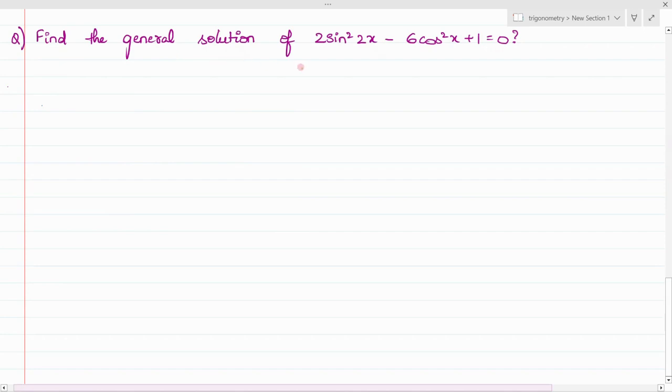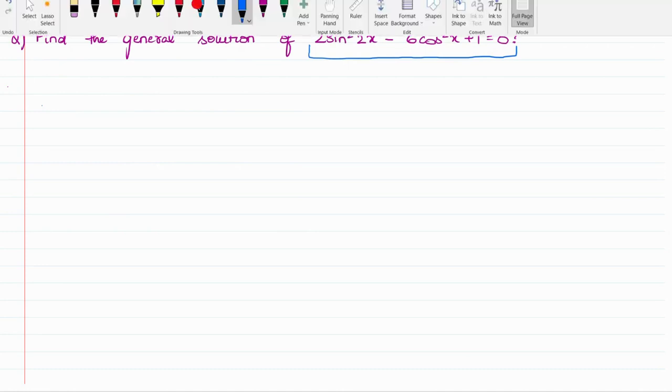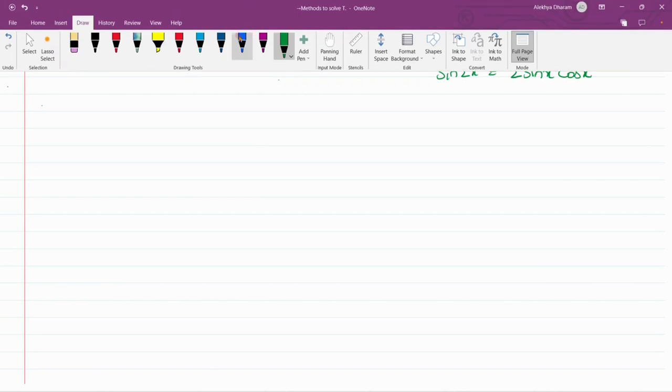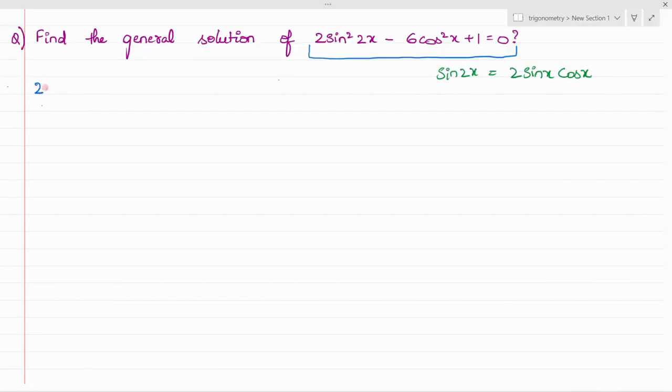In this question, we need to find the general solution for this equation. Here, one thing to remember is we should know the formula of sine 2x. What's the formula for sine 2x? Which is nothing but 2 sin x into cos x. So now this can be written as 2. Just replace the formula over here, that is 2 sin x cos x, and it is whole square. Don't forget about that. And minus 6 cos square x plus 1 is 0.